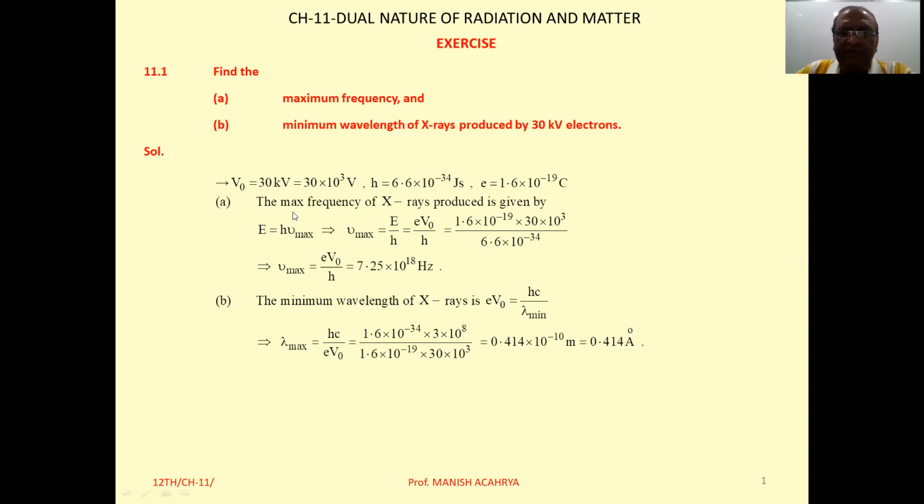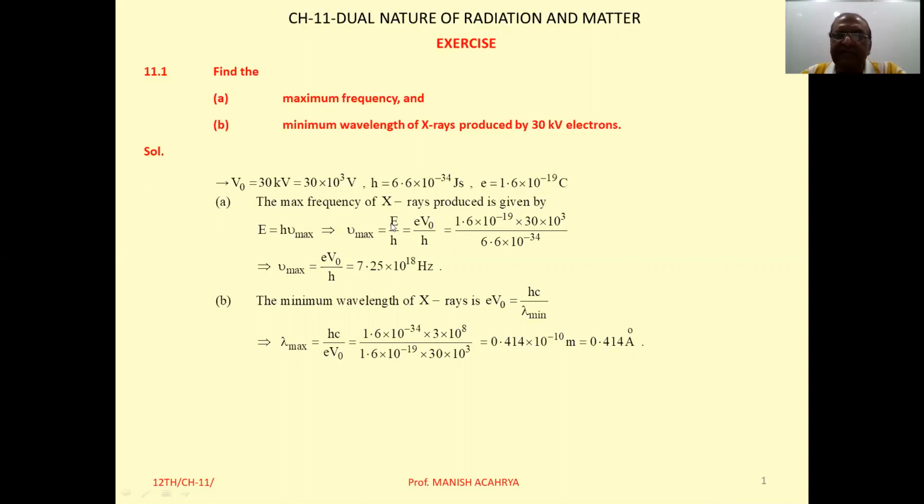Okay. So here the potential, that is 30 keV, 30 into 10 raised to 3 V. Planck constant, that is 6.6 into 10 raised to minus 34 joule second. Charge of electron 1.6 into 10 raised to minus 19 coulomb. First thing, the maximum frequency of X-rays. So energy E, that is equal to h nu maximum. So nu maximum, that is E by h.